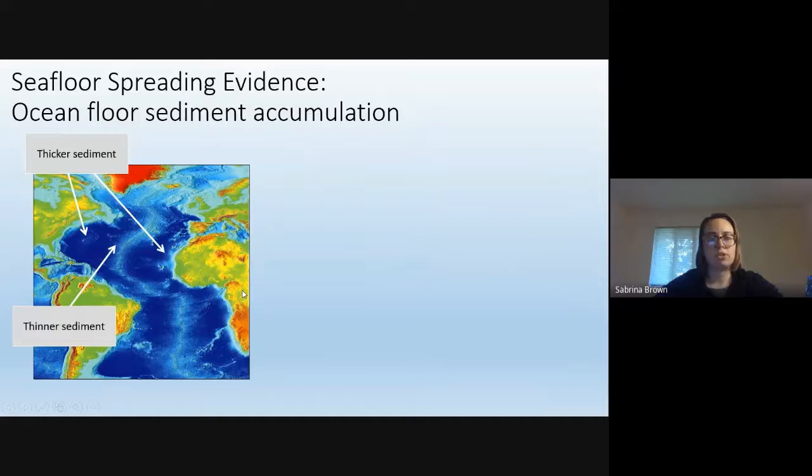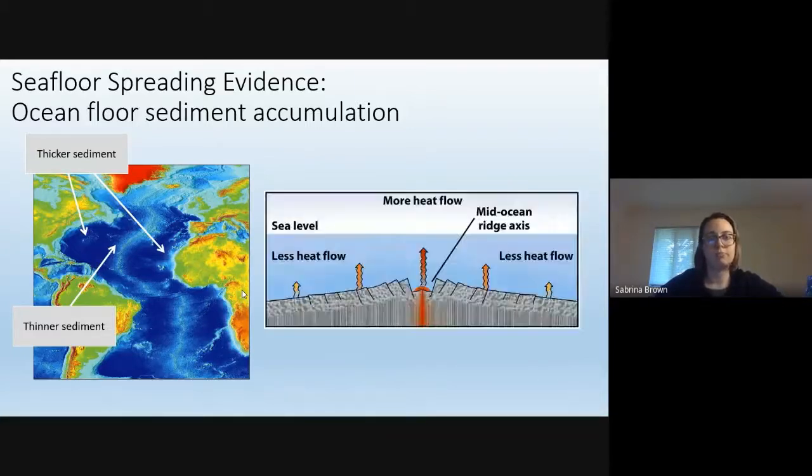And sediment accumulation in the ocean generally happens at the same rate through time. So you can use it to figure out how long the ocean floor has been there. So if you have thicker sediment, there's been more time for that sediment to accumulate there. If you have thinner sediments, you've had less time for sediment to accumulate. So along our mid-ocean ridge, we have very thin sediment accumulation. And as we move away from it, we have thicker and thicker sediment accumulation.